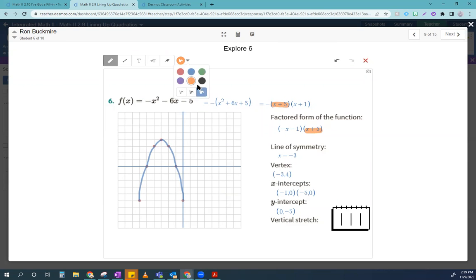So what's throwing me off, Miss Johnson, is this negative right here and the x plus 1. Is that the same as this negative x minus 1? Are these two the same? The negative times the x plus 1 and the negative x minus 1. Are these the same or are these different? What do you guys think?